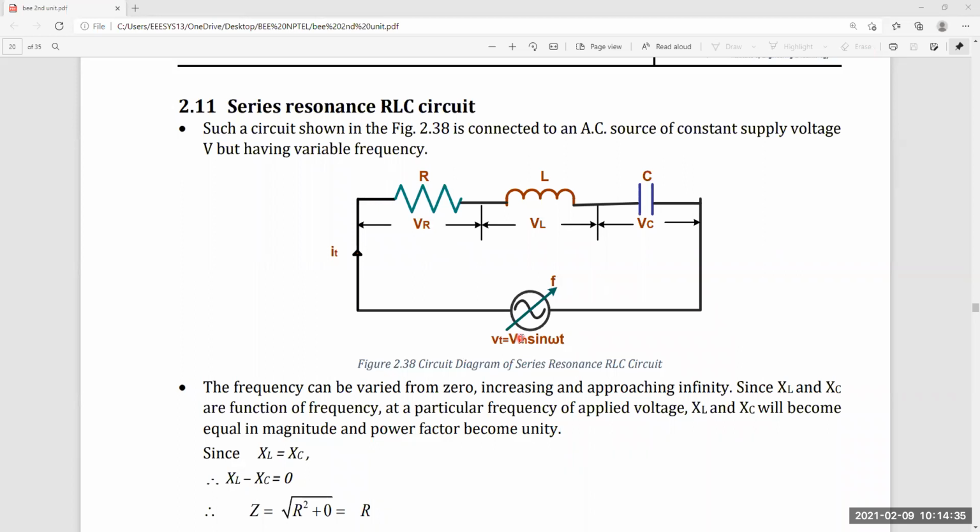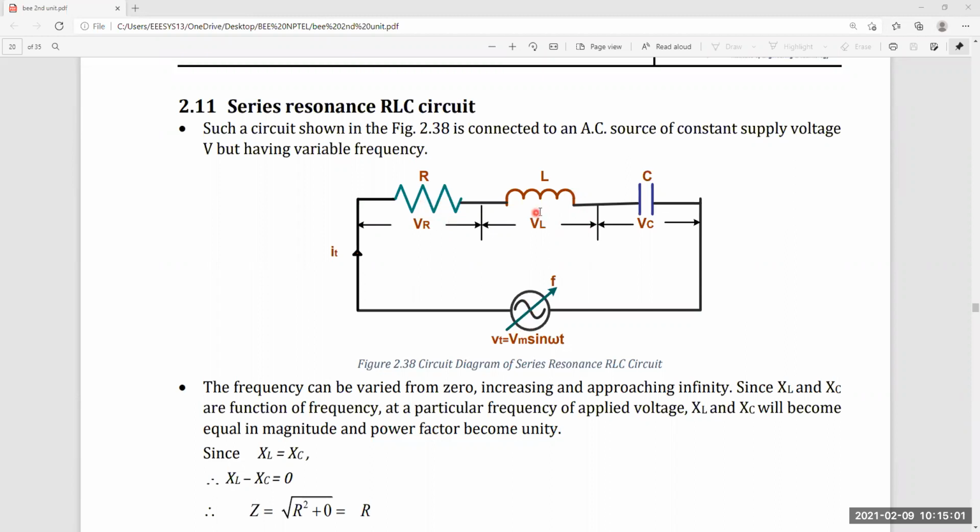VR is equal to V only. V is equal to VR. So VL is equal to VC. That means VL minus VC is equal to 0. The voltage drop across the inductor and capacitor is equal to 0. That's why the total voltage is across the resistor only under resonance. That's why it is only acting as a resistive circuit under resonance condition.